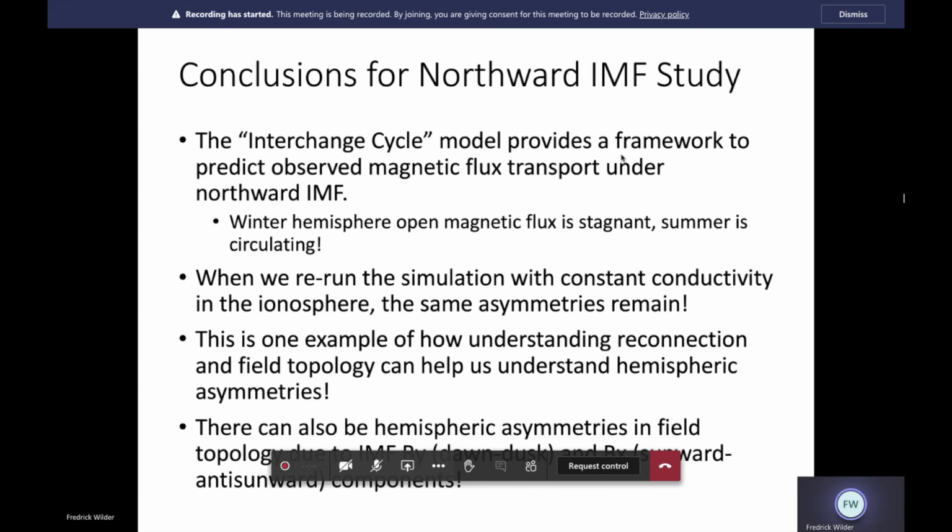So it has very little to do with conductivity, and we tested that, and the asymmetries remained even when we used constant ionospheric conductivity. So this is an example of how understanding reconnection can help us understand hemispheric asymmetries in the ionosphere. If we know where reconnection occurs and how it can occur, we can start to predict how that might change the structure of the ionosphere. And this could also be associated with a strong dawn-dusk interplanetary magnetic field or a strong sunward or anti-sunward interplanetary magnetic field.